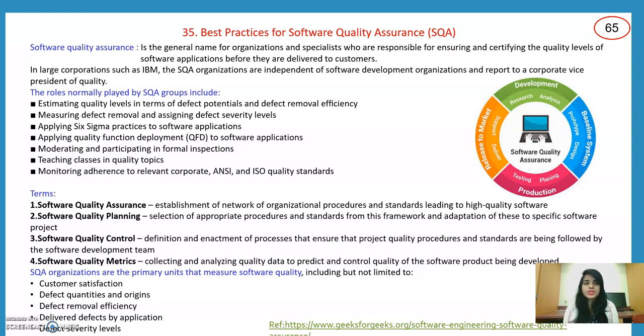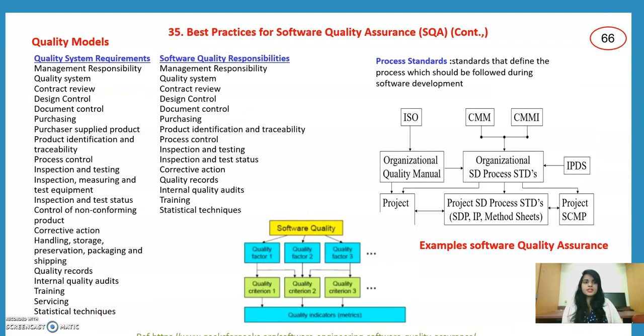And software quality assurance. Software quality assurance is the general name for organization specialists who are responsible for ensuring and certifying the quality levels of software applications before they are delivered to customers. And these are the roles normally played by SQA groups: estimating quality, measuring defect removal, applying Six Sigma, and applying quality functions. And the software quality organization's primary units measure software quality, like customer satisfaction, defect quantities, and origins.